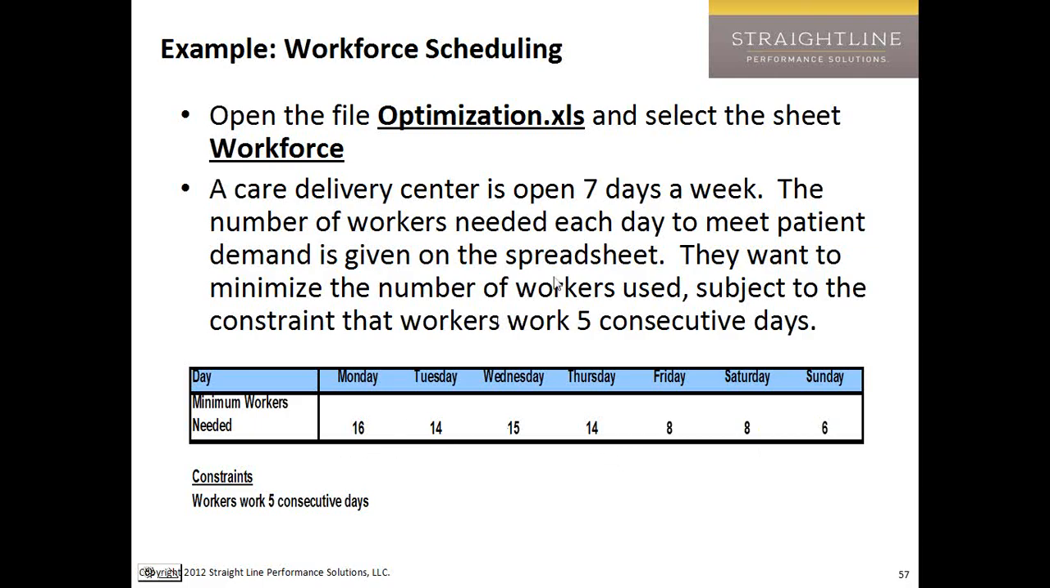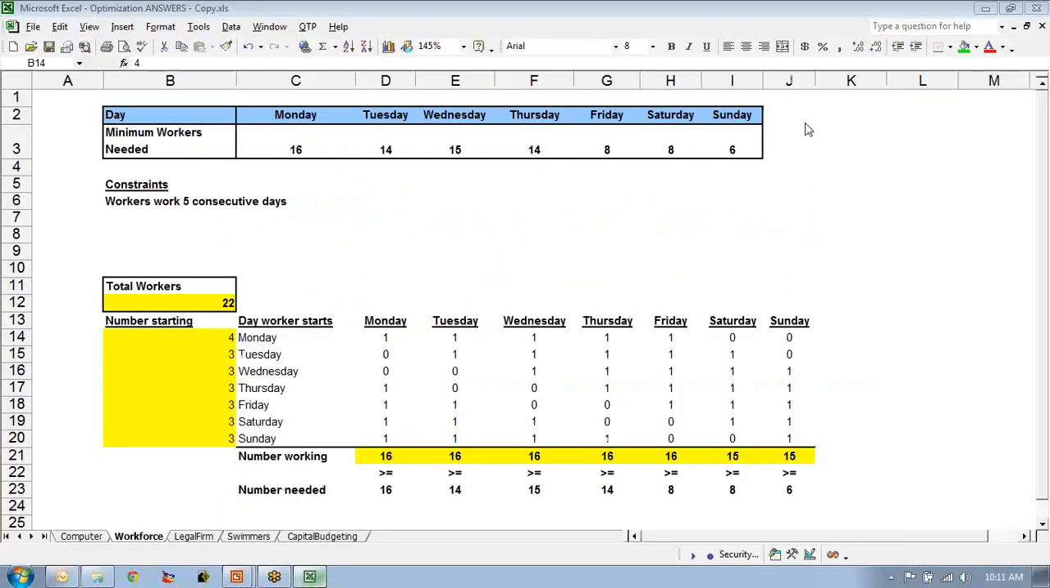How should we staff this? Subject to the constraint that workers work on 5 consecutive days. So if they start on Monday, they'll work Monday, Tuesday, Wednesday, Thursday, Friday. If they start on Tuesday, they'll work Tuesday, Wednesday, Thursday, Friday, Saturday, etc. Okay, so that's the constraint.